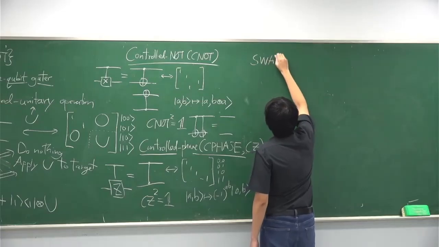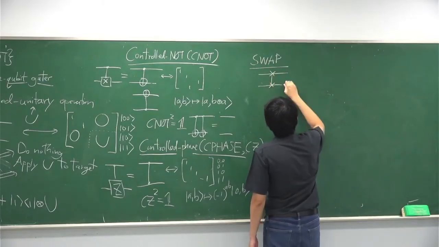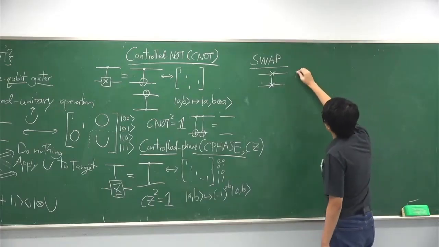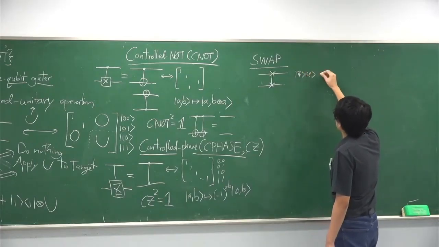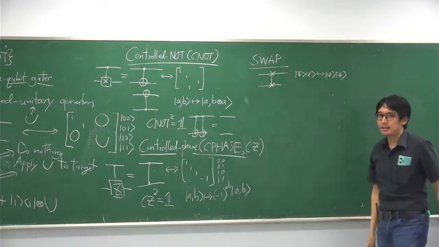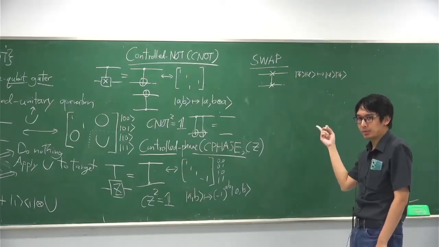There is also a gate like swap. What this does is that in any basis, it just swaps the state of the two qubits. So how would you write the matrix form of this one?